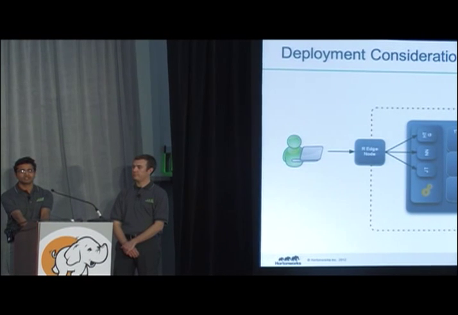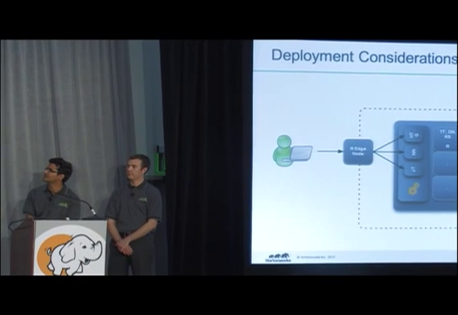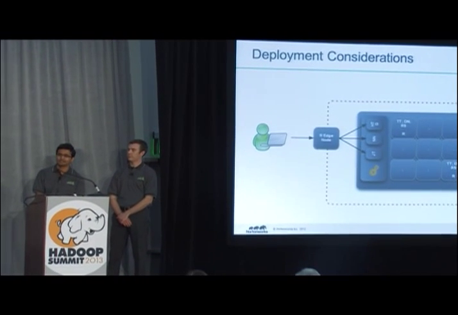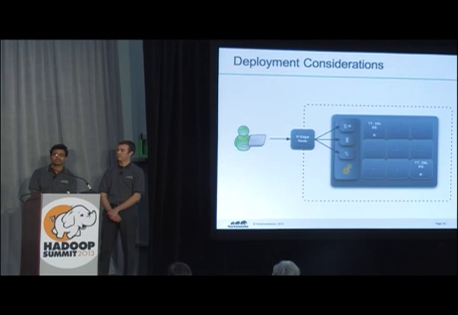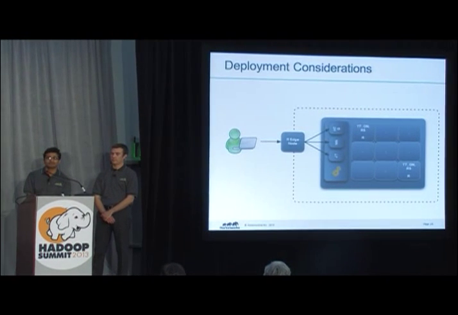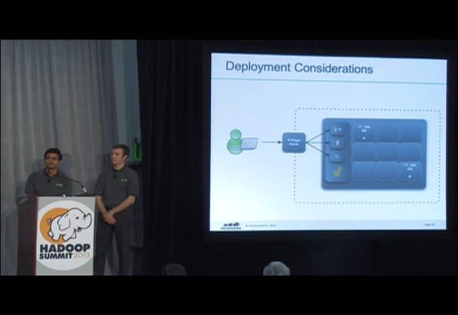Coming to the deployment considerations of our RMR packages, or our Hadoop packages, it has to be on one of the edge nodes, since it has a DFS client which needs to talk to all your data nodes. Then it talks to the name node again through the DFS, and then the job tracker.